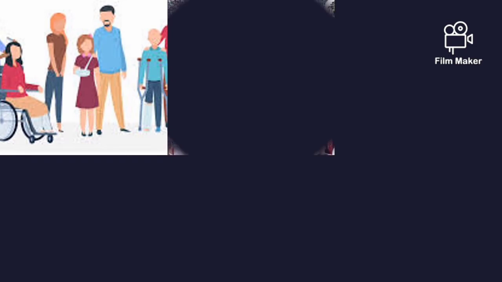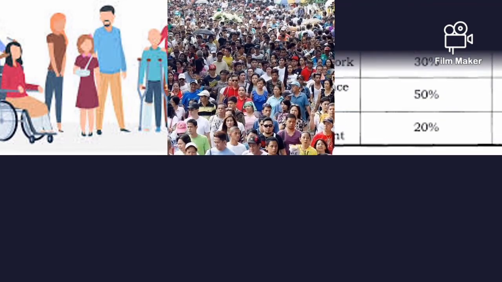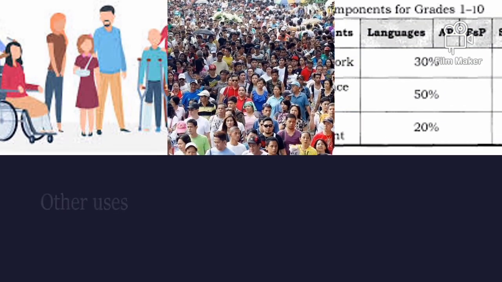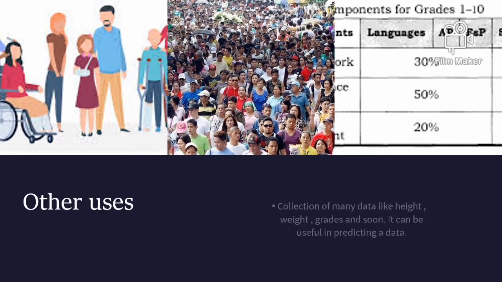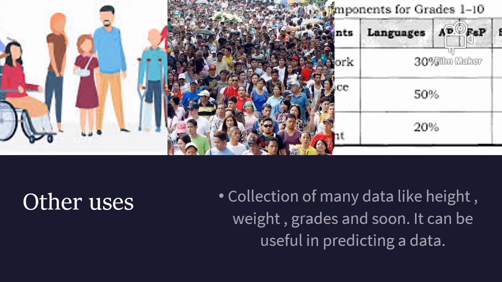For hospital, population, grading system. Other uses of statistics: collection of many data like height, weight, grades, and so on. It can be useful in predicting data.